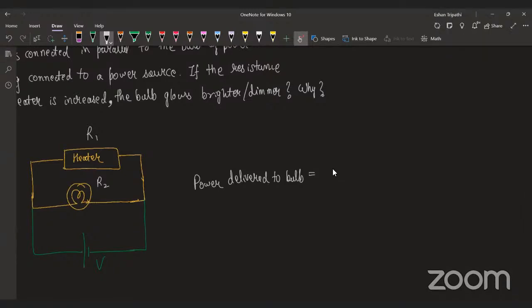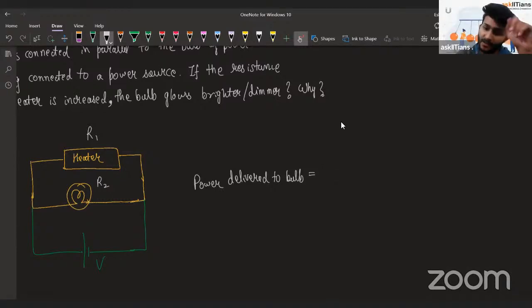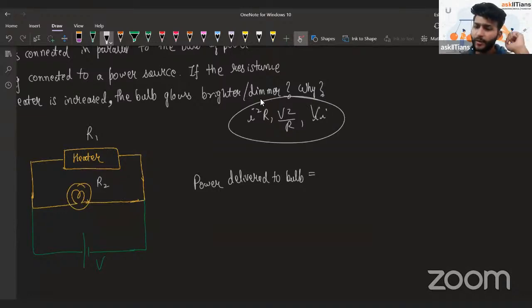So I square R2 times T. No, not times T. T gives me the energy. I have to find just power. So there are three formulas that we can use: I square R, V square by R, and V into I. Which one makes most sense to use over here?